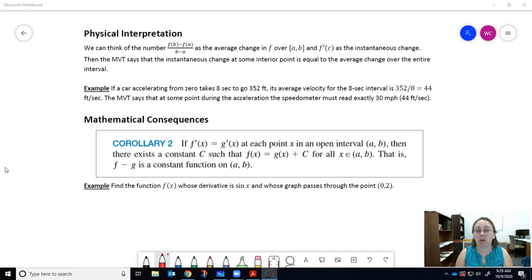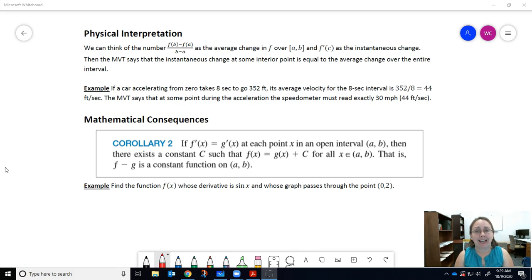All right, in this section, we're going to talk about the physical interpretation of the mean value theorem. The most popular topic for calculus is to talk about applications to speed, and that's what we're going to do here. So, physical interpretation. We can think of the number f of b minus f of a over b minus a, remember, that's the slope of the secant line, as the average change of f over the interval from a to b. We talked about that in week 1 and 2 of our course.